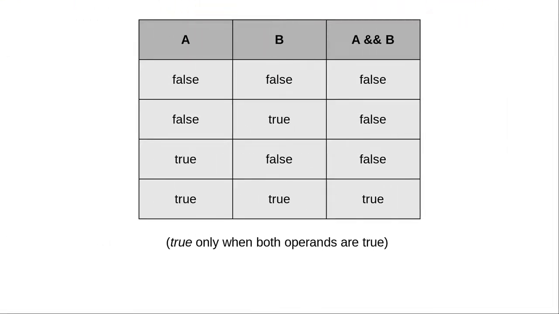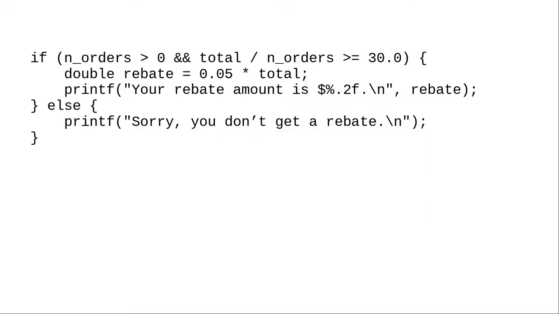To answer this question, we need to take another look at the truth table for the AND operator. When the first condition is true, we need to look at the second condition to find out what the result will be. But when the first condition is false, there's no need to look at the second condition. We already know that the result must be false. C compilers take advantage of this.